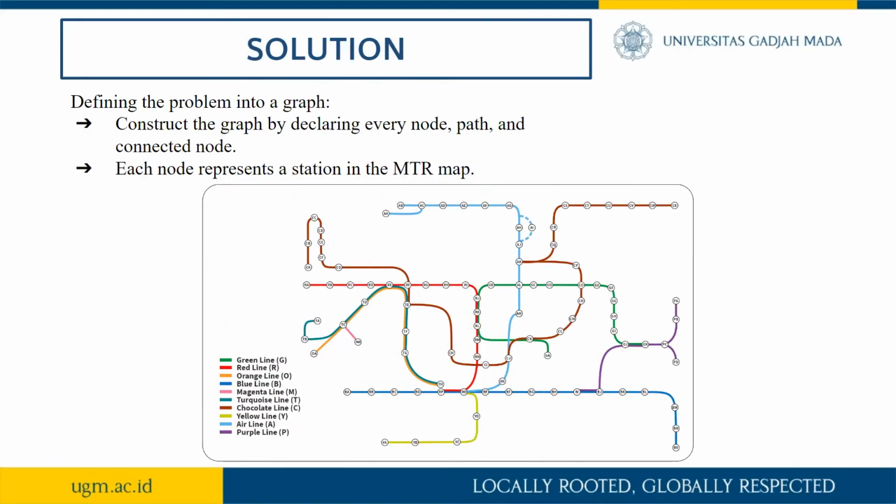So our proposed solution is to define the problem first as a graph. To use Dijkstra's algorithm, we must first construct the graph by declaring every node, path, and connected node. Each node represents a station in the MTR map. A simple graph representation of the MTR system map is shown below. Our goal is to find the shortest route, the alternative route, the route length, and the estimated time.